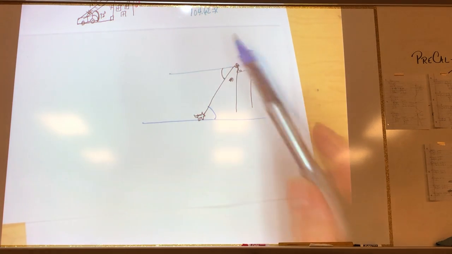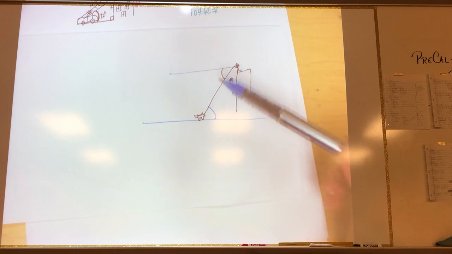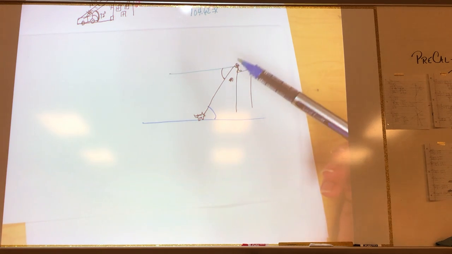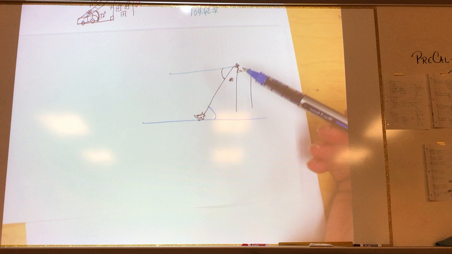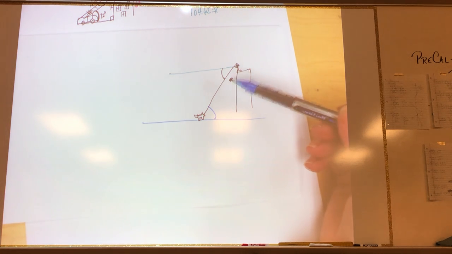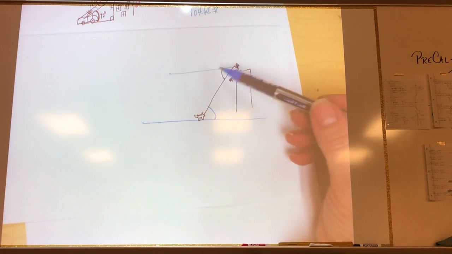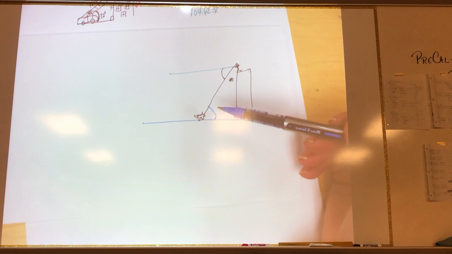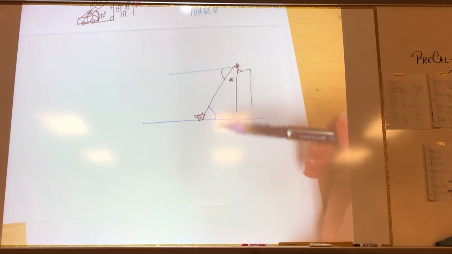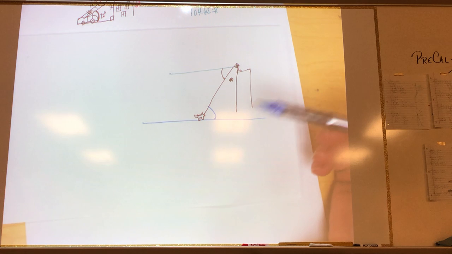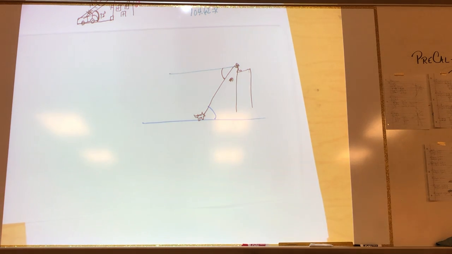Are you with me? These are what kind of angles? Alternate interior angles. Let me tell you why they call them alternate interior angles. Do you see that they're on alternate sides of the transversal? Do you see that they're on the insides of my parallel lines? So, alternate interior. What do you know about alternate interior angles? They're equal.